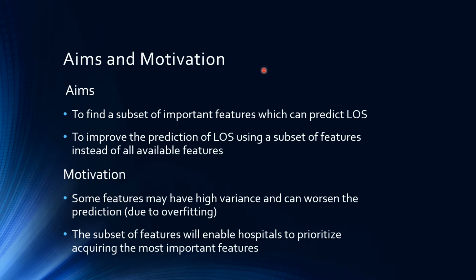Aims and motivation. The aims are to find a subset of important features which can predict LOS. Additionally, we try to improve the prediction of LOS using a subset of features instead of all available features. The motivation behind this is that some features may have high variance and can even worsen the model and the prediction due to overfitting. The subset of features will enable hospitals to prioritize acquiring the most important features.